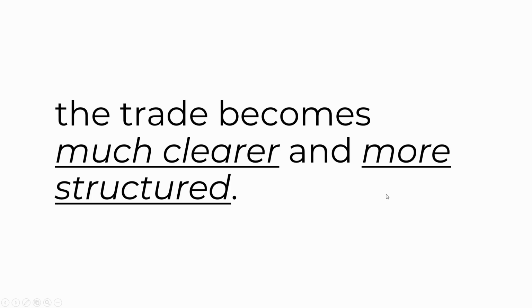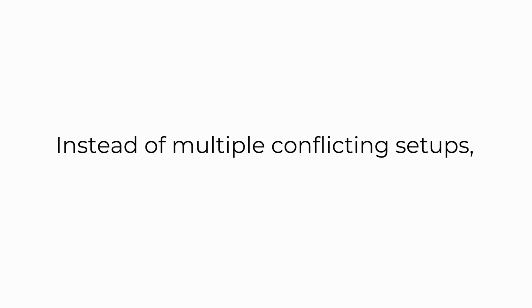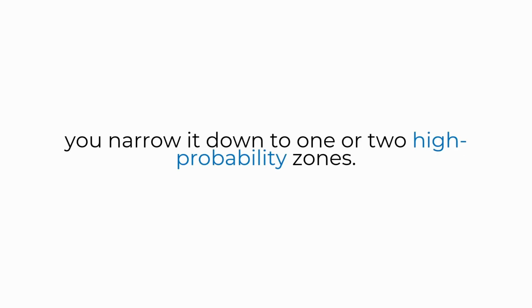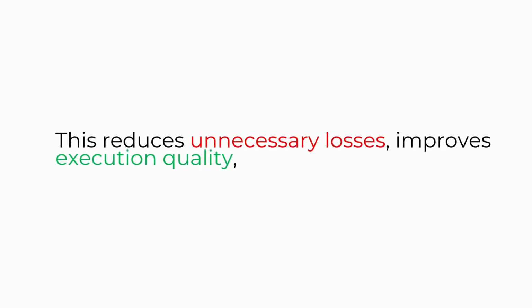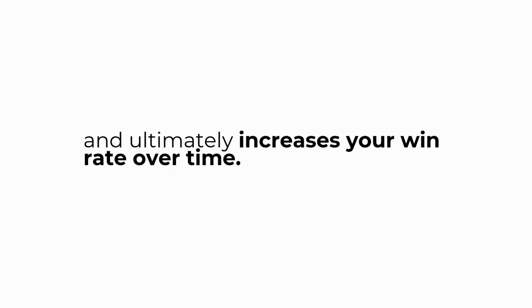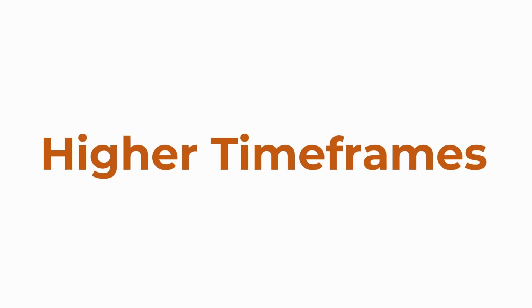By doing this, the trade becomes much clearer and more structured. Instead of multiple conflicting setups, you narrow it down to 1 or 2 high probability zones. This reduces unnecessary losses, improves execution quality, and ultimately increases your win rate over time. So, in summary, the key concepts to focus on are imbalances, extreme zones, impulse strength, and higher time frame alignment.